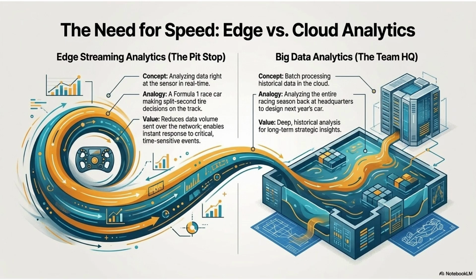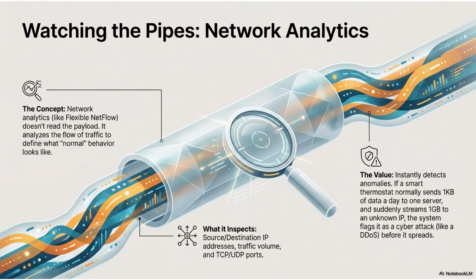Now we have a special type of analytics that takes place in the network, at the transmission of the data. Network analysis does not mean that we're going to read the payload necessarily, but actually it focuses on the flow of the traffic to define the normal and suspicious behavior. Actually, what it focuses on is the source and destination IP addresses, traffic volume, and the TCP/UDP ports.